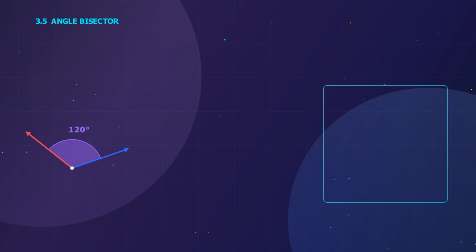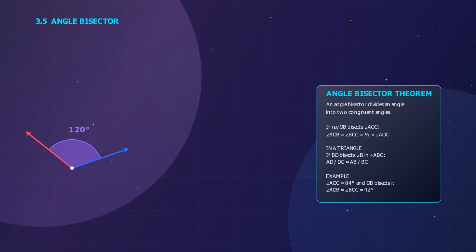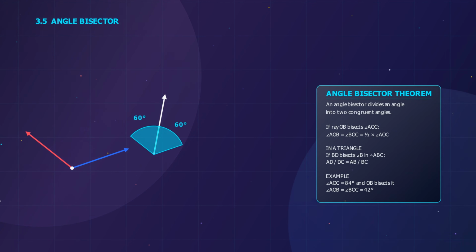The angle bisector theorem. A bisector is a ray that divides an angle into 2 perfectly equal halves. The word bisect means to cut into 2 equal parts.